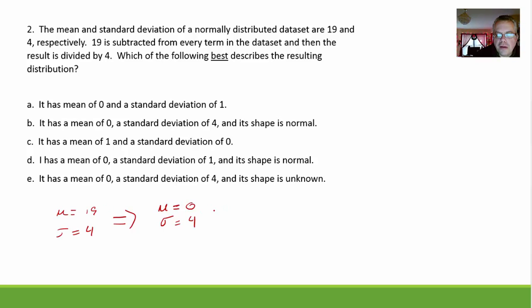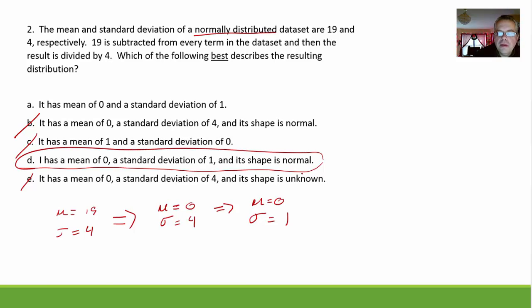Then we divide everything by 4. The mean gets divided by 4, so it remains 0, and the standard deviation gets divided by 4, so it becomes 1. That eliminates everything but 2 answers. It can't be that one, and it can't be that one. It's either A or D. Now, there's something else going on here. If the data originally had a normal distribution, after we subtract 19 and divide by 4, we do get mean 0, standard deviation 1, but the new data set still has a normal shape. So the correct answer is D.